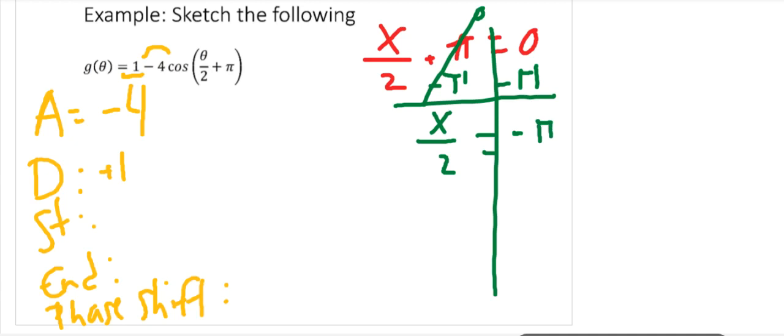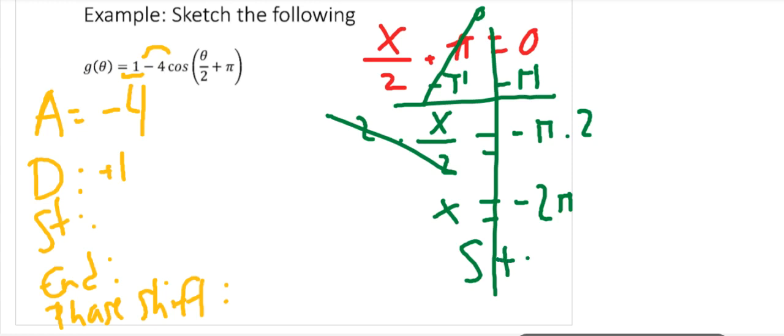Negative pi multiplied by 2 on both sides. So we get x is equal to -2 pi because we're multiplying. So this is considered to be the start. If you notice, it is negative. Okay, it is negative. So that means we move to the left 2 pi.